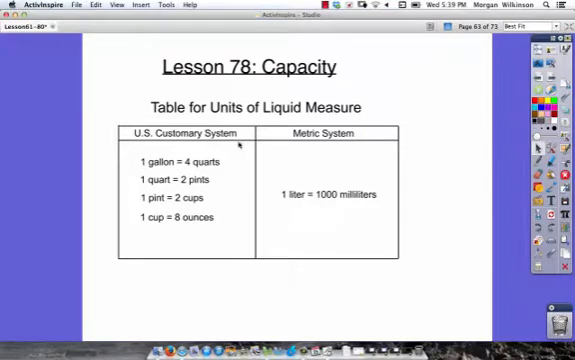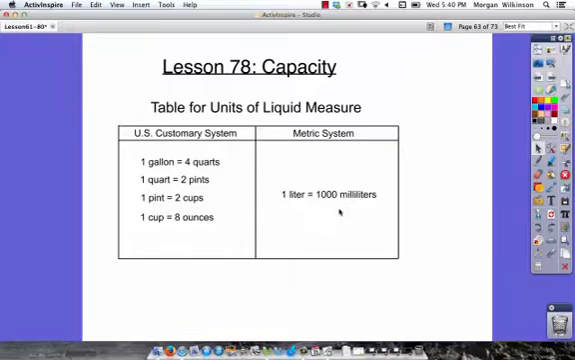Now you can see the difference between the U.S. customary system, which is used in the U.S., and the metric system. The U.S. customary system has gallons, quarts, pints, cups, and ounces. They can all measure how much capacity a container has. The metric system only has one unit, the liter, which can be converted into milliliters.